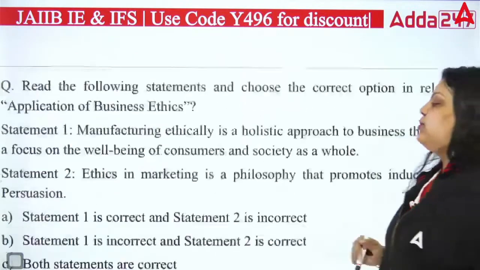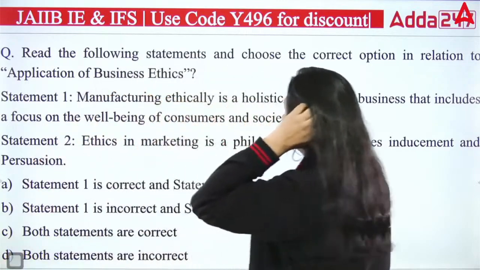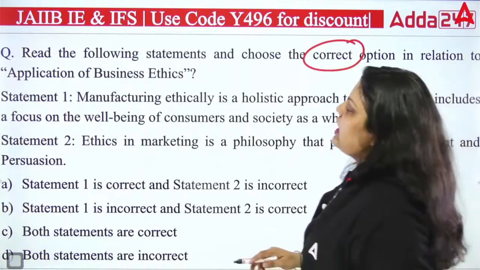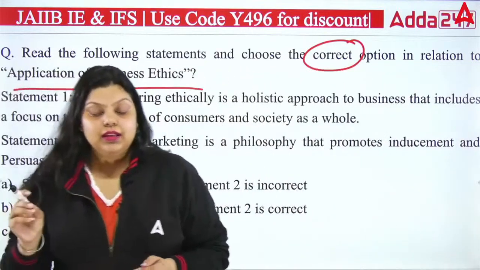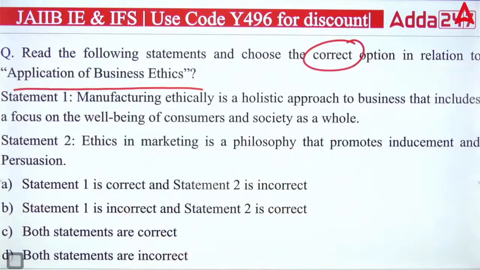Second question is again from module D of yours. Read the following statements and choose the correct option in relation to the application of business ethics. First statement is saying that manufacturing ethically is a holistic approach to business that includes a focus on the well-being of consumers and society as a whole.